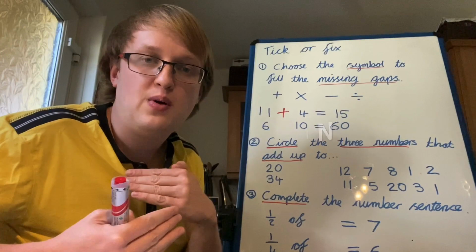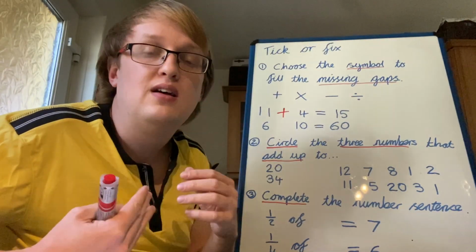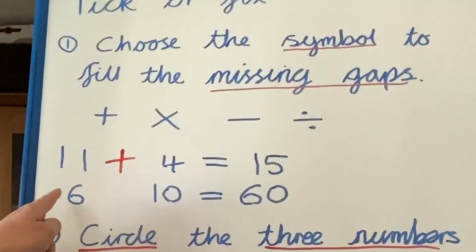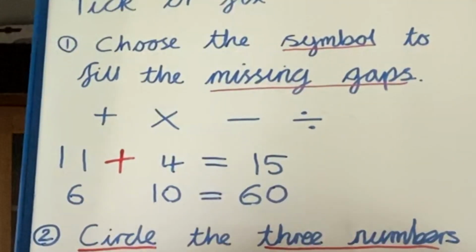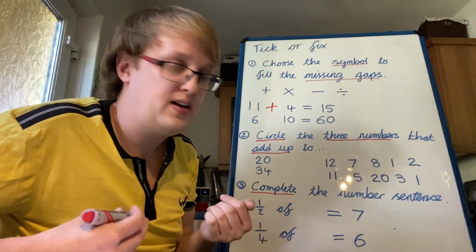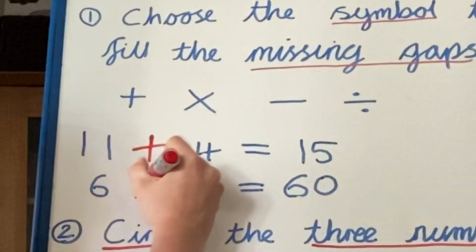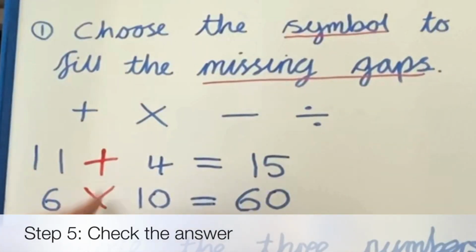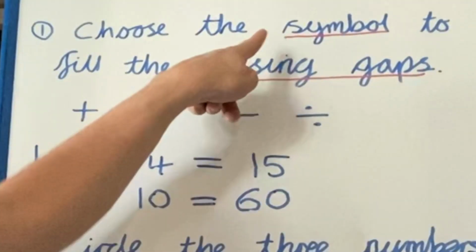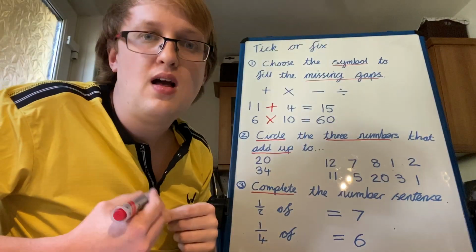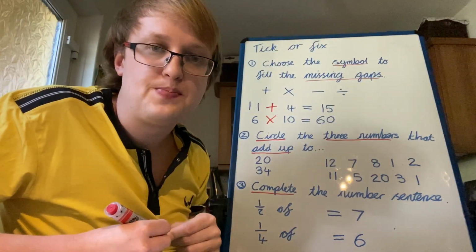That's how these problems work. You've got to try out different numbers until you find your answer. It's problem solving. So we've tried add, let's try multiply. 6 times 10 is 60. We know our 10 times table. 6 tens are 60. Perfect. So we know it is multiply. Step 5, let's just double check the answer. 6 times 10 equals 60. I've got my symbol in my missing gap. 6 times 10 is 60. I think we're ready for the next question.